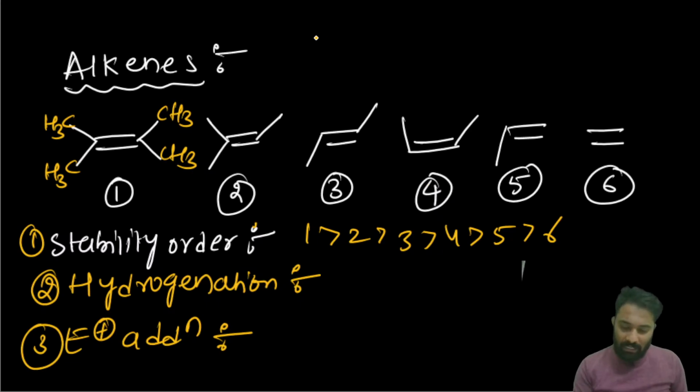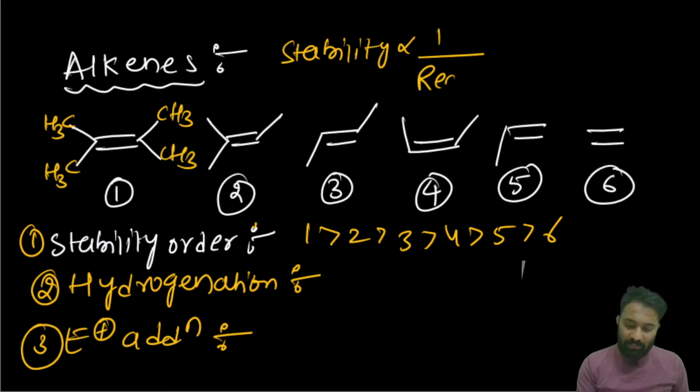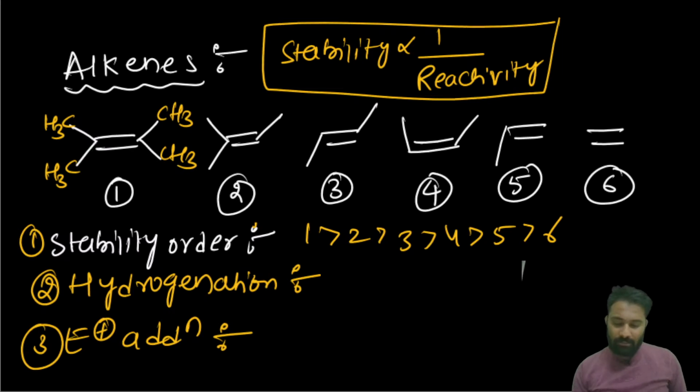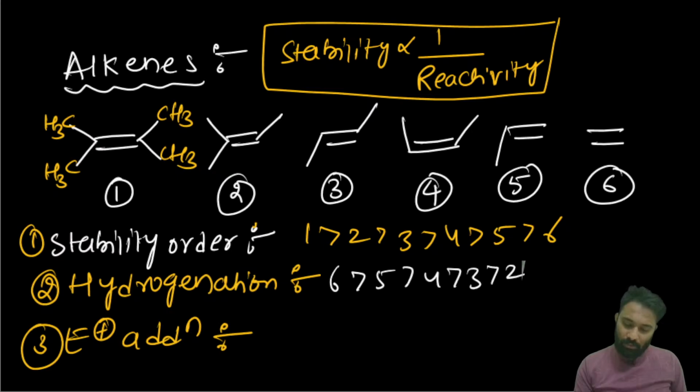Now for catalytic hydrogenation, I already explained that stability is inversely proportional to reactivity. If stability is inversely proportional to reactivity, then the order will be 6 greater than 5, greater than 4, greater than 3, greater than 2, greater than 1.